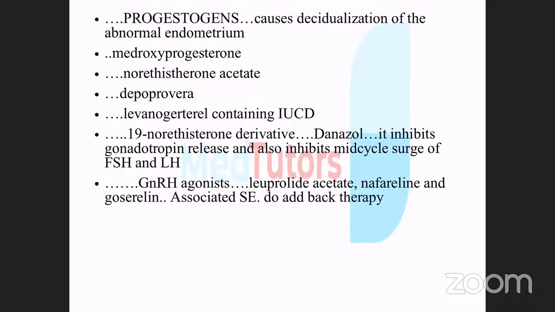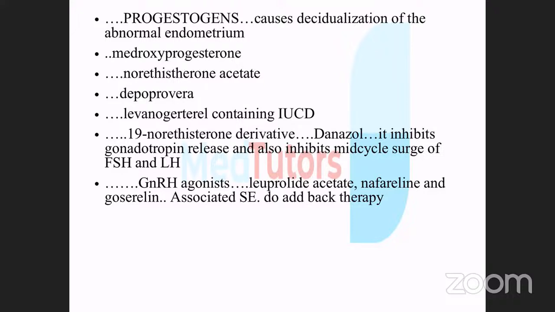You can also use progestogens. How do they work? Progestogens cause decidualization of the abdominal endometrium and eventual atrophy, and therefore they provide relief of the symptoms, particularly pain. The types of progestogens used include medroxyprogesterone acetate, norethisterone enanthate, that's Depo-Provera, Noristerat, and you can also use levonorgestrel-containing IUCD, particularly if you are dealing with adenomyosis.